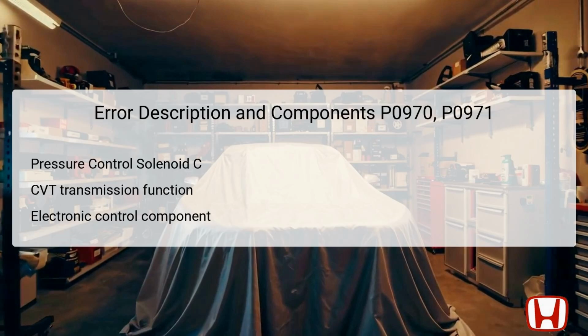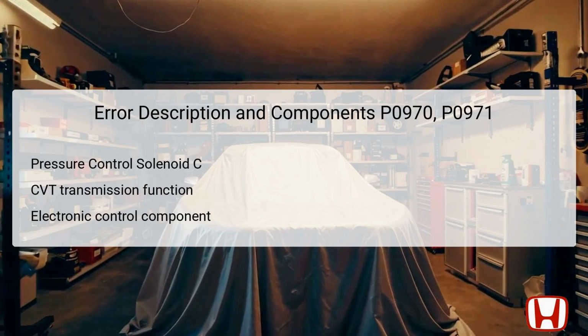The error codes P0970 and P0971 are directly related to the pressure control solenoid C, which plays a vital role in the functioning of the continuously variable transmission, CVT, in Honda Accord models. This solenoid regulates fluid pressure within the transmission system, thereby controlling the operation of clutches and gears. It is usually located within the valve body assembly of the transmission.